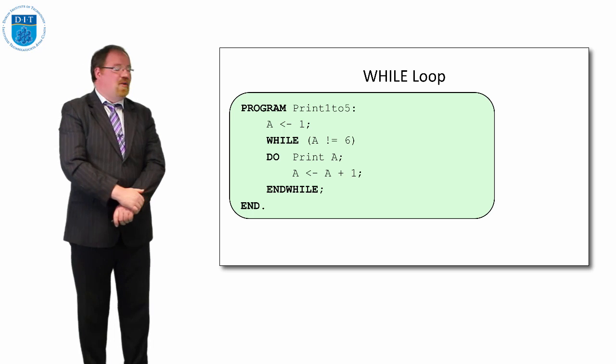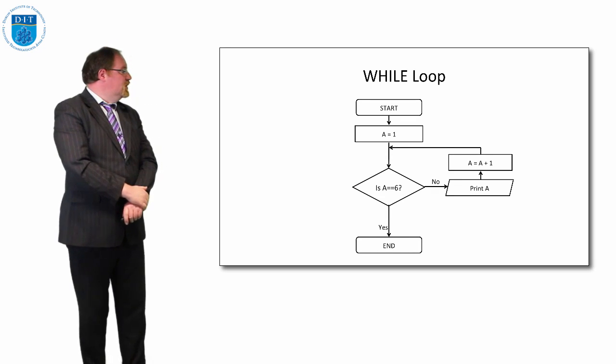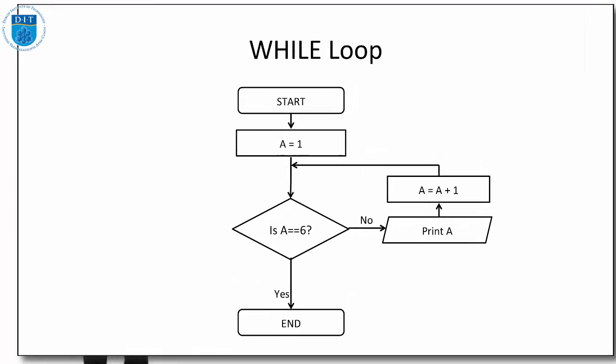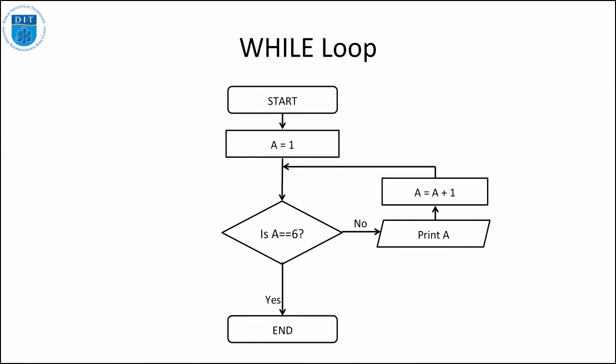If we want to represent that graphically as a flowchart, we'd say start, and we'd say A gets the value 1, then we go straight down, and we check if A is equal to 6, which is not. Because it's a no, we take the right branch, we print out the value of A, then we add 1 onto A, and then we go back and check that condition again.